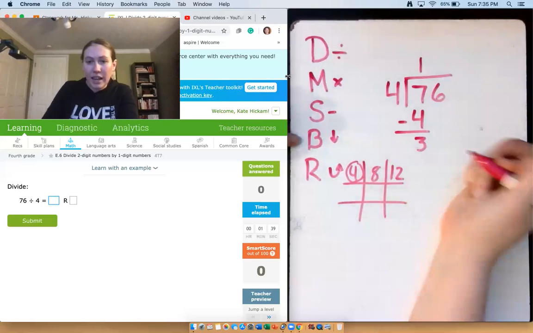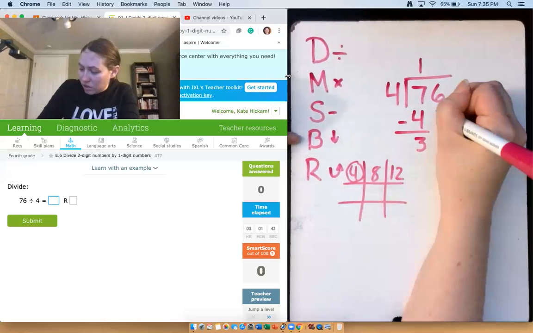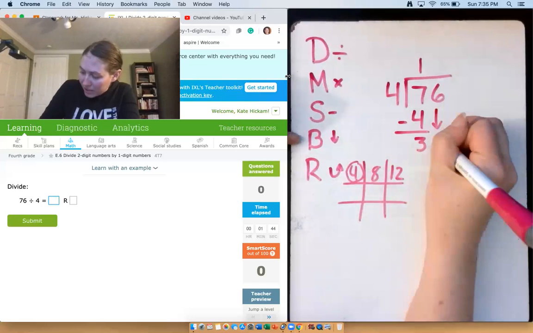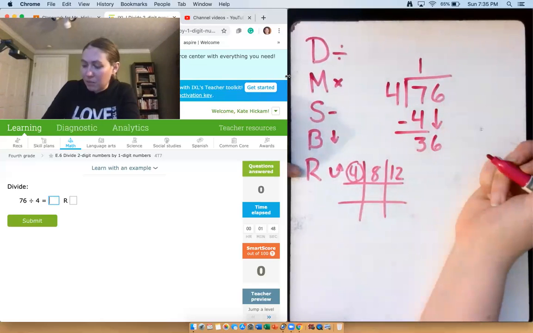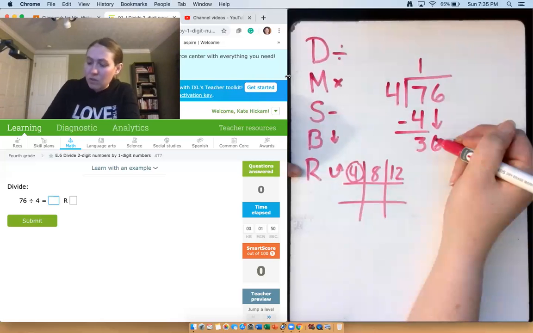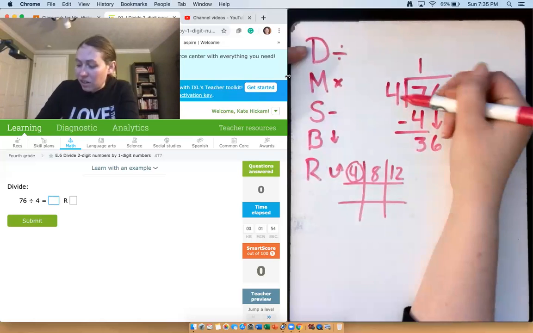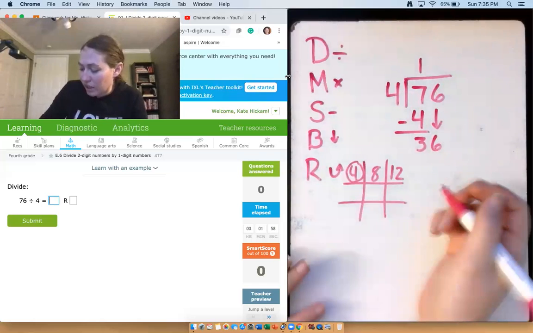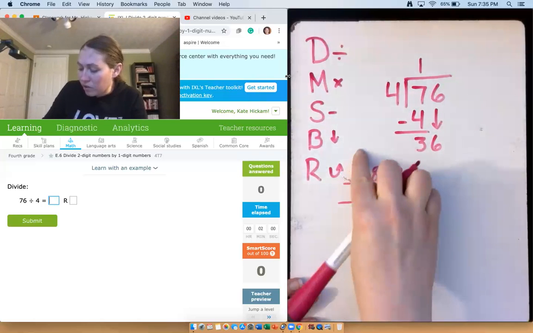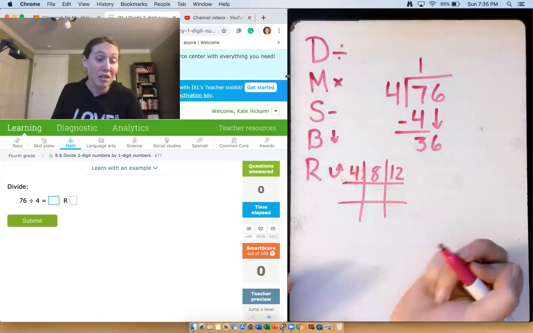Now to the bring down, which means, hey, I have a number up here, I gotta use it. So I draw my little arrow and I bring down my 6. Now it's repeat or remainder. Since I brought something down, I know it's repeat, which means go back up to division. 4 goes into 36. So this is where I'm gonna need more of this filled in. I'm only erasing that 4 because it had a circle on it and I don't need the circle.